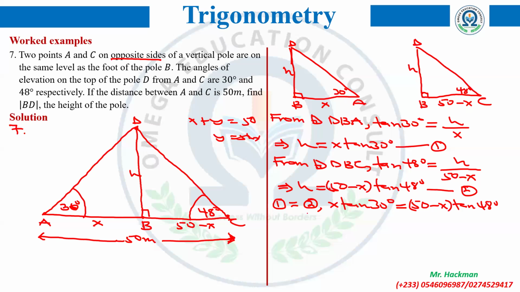So now we are going to expand this, then collect the terms in x. So this implies that your x tan 30 degrees should be equal to, when you expand, we are going to get 50 times this. So that will give us 50 tan 48 degrees, then minus x tan 48. Do you agree? My professors, are you with me?